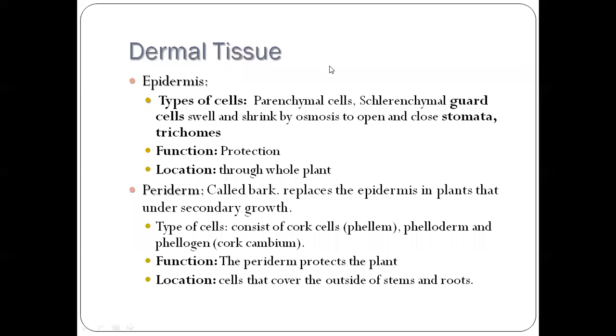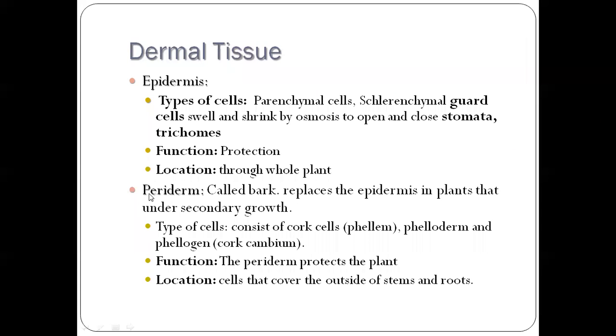tissue, that's the other kind of tissue called bark, or el tronco, and it's going to replace the epidermis in plants under secondary growth, en un crecimiento secundario. Type of cells, we have, it consists of cork cells, phelloderm, and phellogen combined. And the function protects the plant as well.